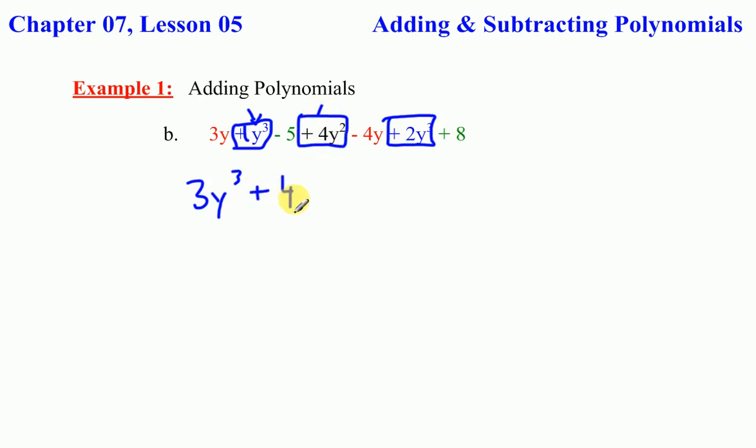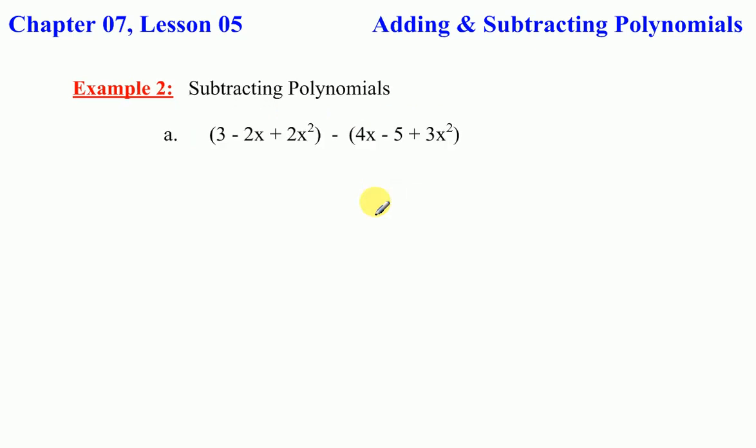So then plus 4y squared. My next smaller exponent is just the variable by itself. 3y minus 4y is negative 1y, or just minus y, and then my constants, negative 5 plus 8 is plus 3, and that's my final answer.